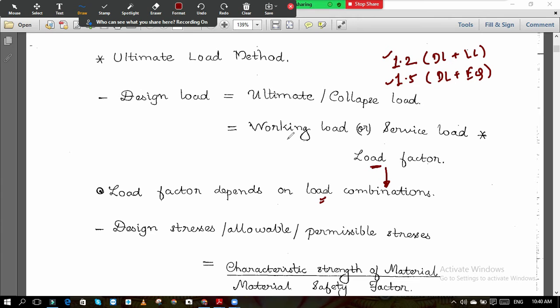So here in the ultimate load method, what they have done, they are directly increasing the load. Suppose the load is x amount, then we multiply that load by load factor. And from where do we get the value of that load factor? It depends upon the load combination, which load combination you are using. Depending upon that, the value of that factor is decided. Okay, and all these are the standard values which are used in this load factor. So here the load factor is used.